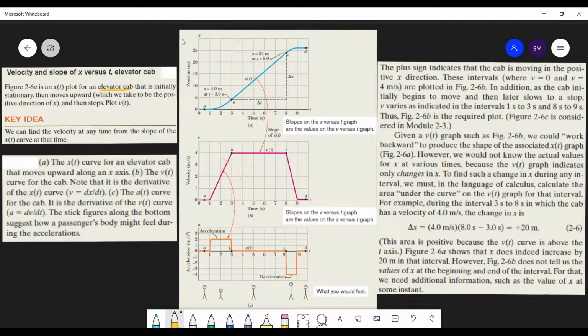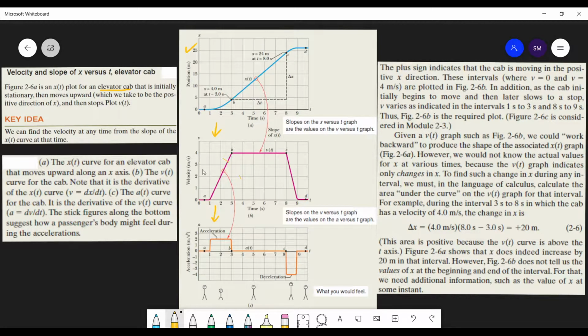This first graph is the position-time graph, this second is the velocity-time graph, and this is the acceleration-time graph. These three are the graphs of the same motion, students. And how have we plotted these graphs? We have plotted only this graph, position versus time. From that graph I can draw this graph, and from this graph I can draw this one.